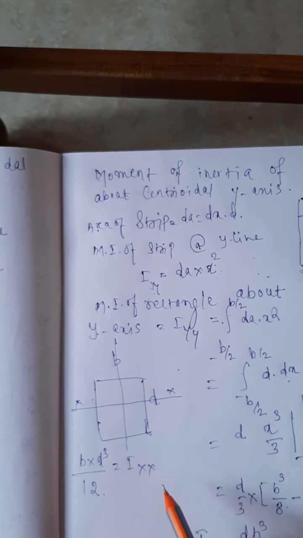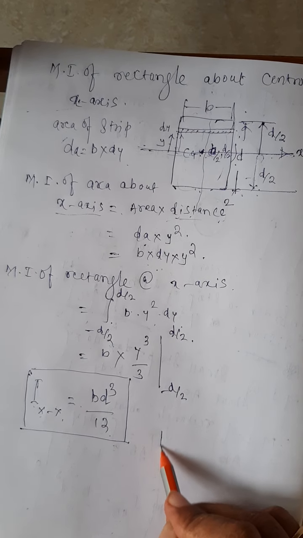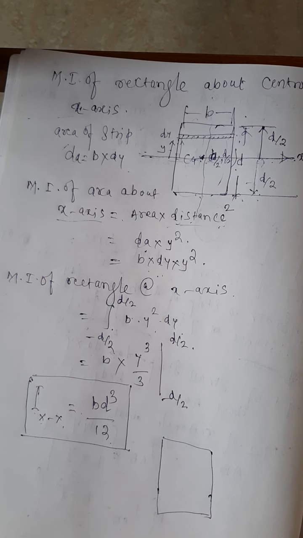Now, in general, you have to remember the formulas. Instead of remembering the formula as IXX equal to BD cube by 12 and IYY equal to DB cube by 12 and finally getting confused, I will tell you a shortcut method which is valid for any type of rectangle. If he has given a figure like this, where this dimension is 40 mm and this dimension is 80 mm, and he is asking you to get the moment of inertia about this line.